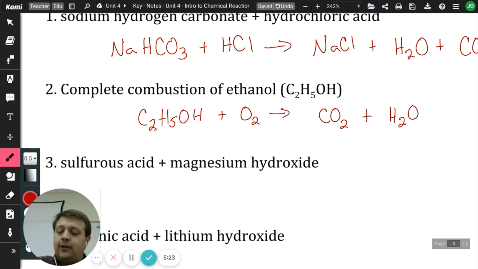I've got 2 carbon on the left, 1 on the right, so I'm going to put a 2 in the front right here. I've got 6 hydrogen on the left, I've got 2 on the right, so I'm going to put a 3 right there. Now let's check our oxygens. 1 oxygen there plus 2 more is 3 on the left. And then I've got 4, 5, 6, 7 on the right. So I've got 3 on the left, 7 on the right. So what I'm going to end up doing is putting a 3 right there. That's going to give me 6 oxygen plus the 1 that's in ethanol. That would be my balanced equation.